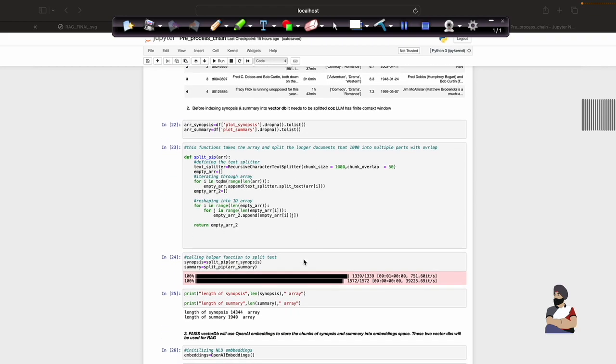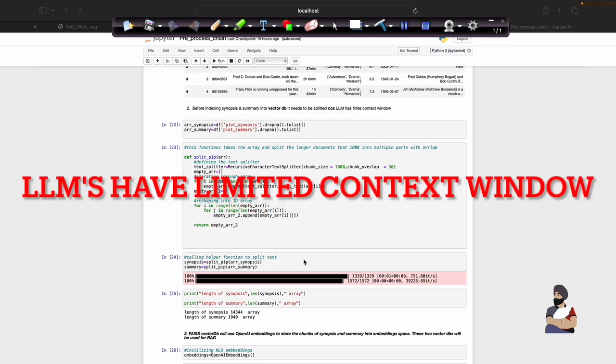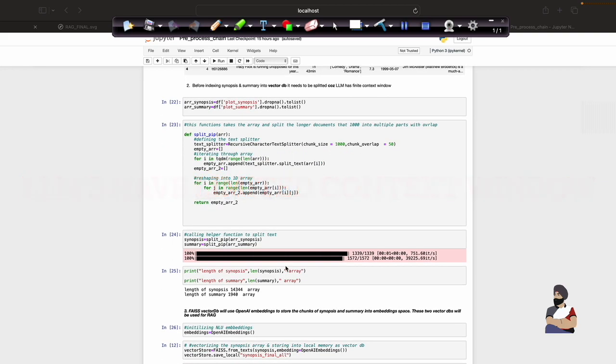One more important thing: large language models like GPTs have a limited context window. They have a context window of up to 4,000 or 10,000 tokens, but I am using a model which has a context window of up to 4,000 tokens.